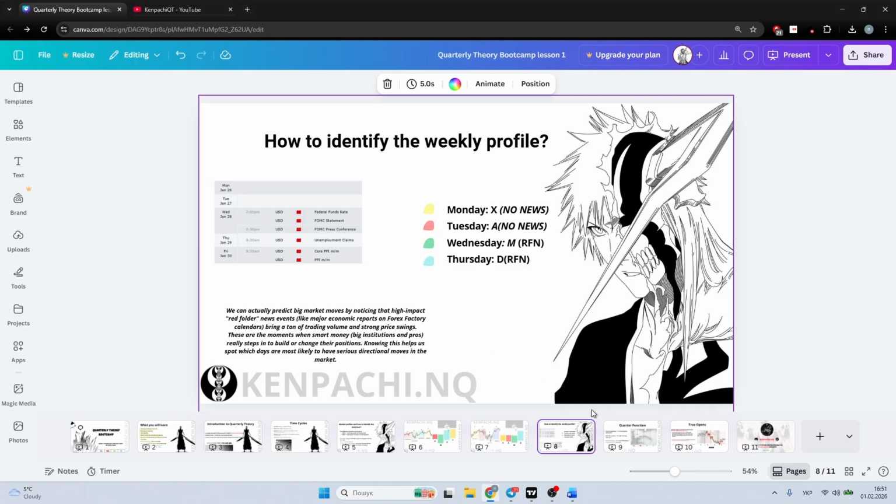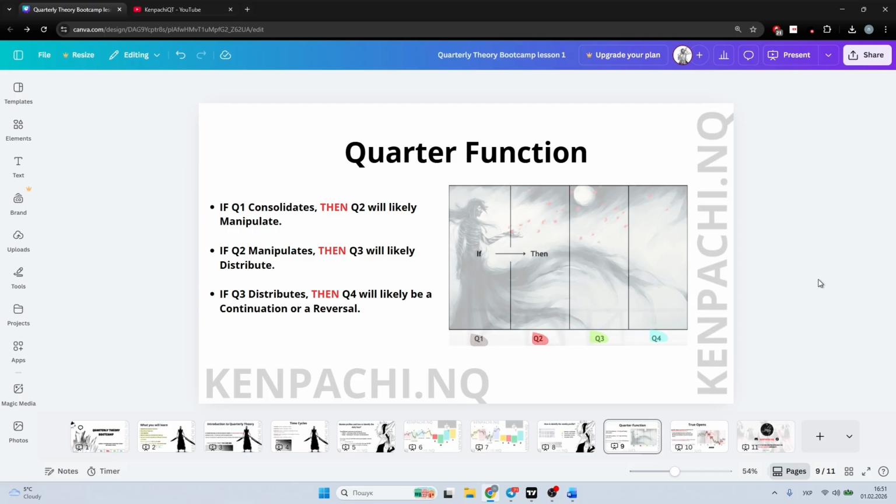Well, let's go to the quarter function. If Q1 consolidates or accumulates, it's the same thing, just different words. Consolidation, accumulation, the same thing. So if Q1 consolidates, then Q2 will likely manipulate. If Q2 manipulates, then Q3 will likely distribute. If Q3 distributes, then Q4 will likely be a continuation or reversal. So again, Q1 consolidates, Q1 accumulation. Q2 manipulates, Q2 manipulation.